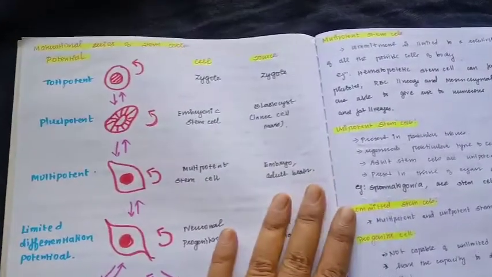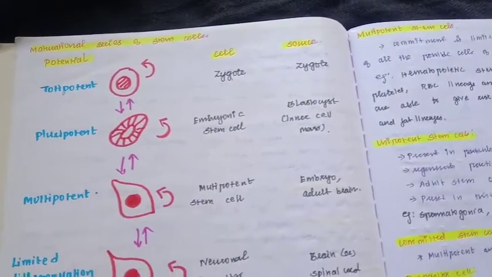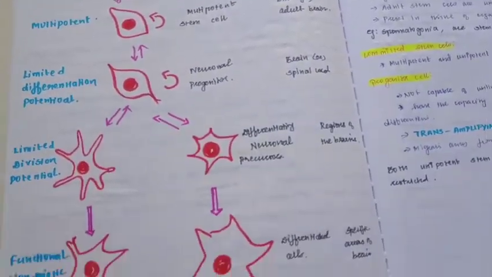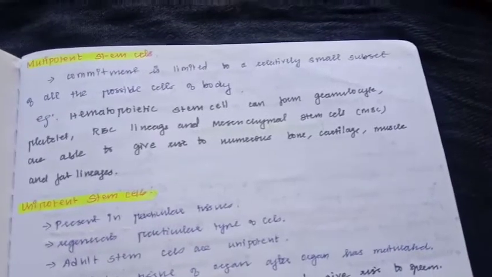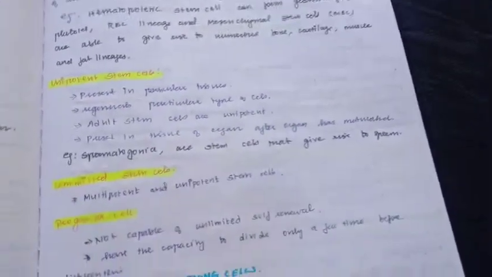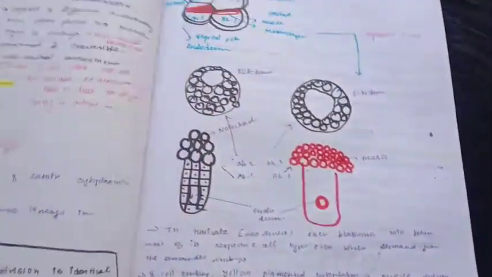These are very important, because many questions will be asked from this. So I'm writing with a neat diagram. What are multipotent stem cells and what is an example? What are unipotent stem cells and what is an example? And what are transit amplifying cells? Like that I will write.